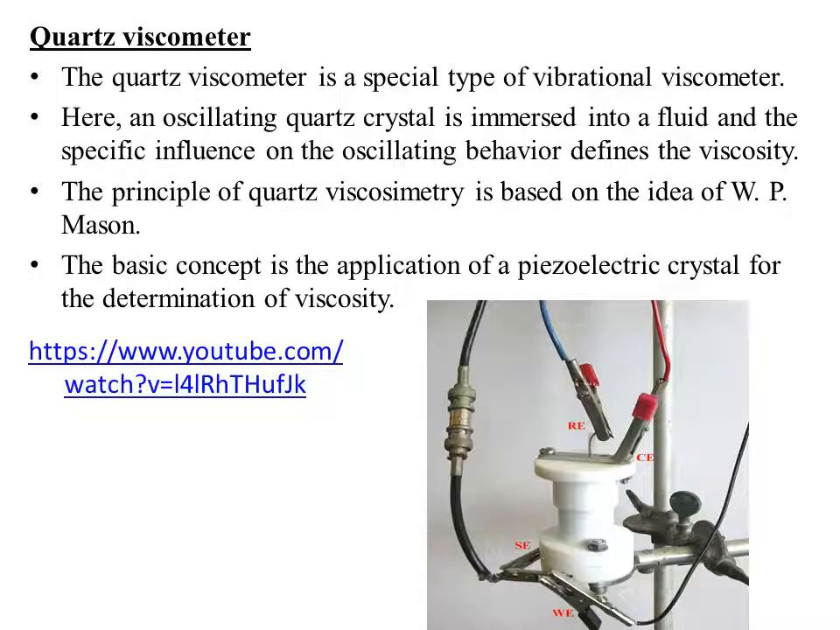Next is the quartz viscometer. The quartz viscometer is a type of vibrational viscometer. Here, an oscillating quartz crystal is immersed into the fluid, and the specific influence of this oscillating behavior defines the viscosity. The principle of quartz viscometry is based on the idea by W.B. Mason. The basic concept is the application of piezoelectric crystal for the determination of viscosity. In vibrational viscometer, we will be using a rod which is electromagnetically vibrated. Here we will be using a piezoelectric crystal for vibration.